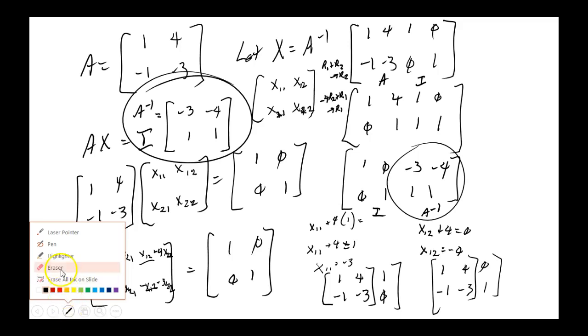Okay, so let me write this down for you. Find the inverse of a matrix by Gauss-Jordan elimination. So A has to be square. If it's not square, there's no way it'll have an inverse. We'll say of order n, meaning it's an n by n matrix.